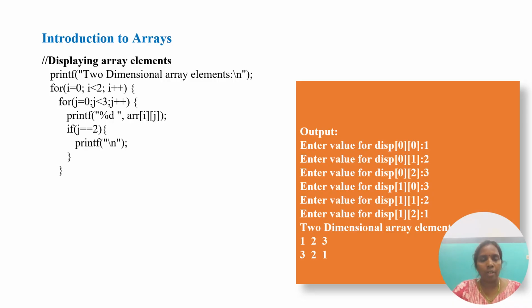This is a small example showing the two-dimensional array. Here we are giving the size as a 2 cross 3 matrix. In the 2 cross 3 matrix, the values are printed as 1, 2, 3 and 3, 2, 1. This is how we initialize a two-dimensional array.